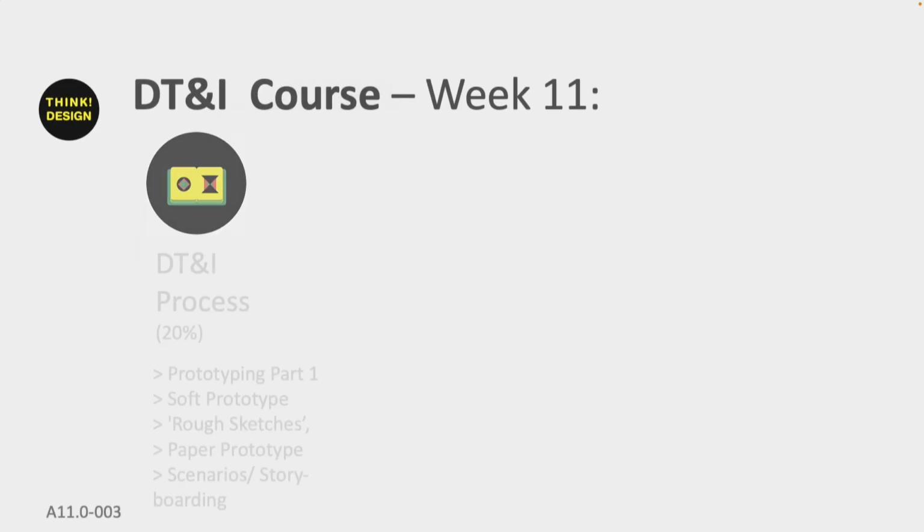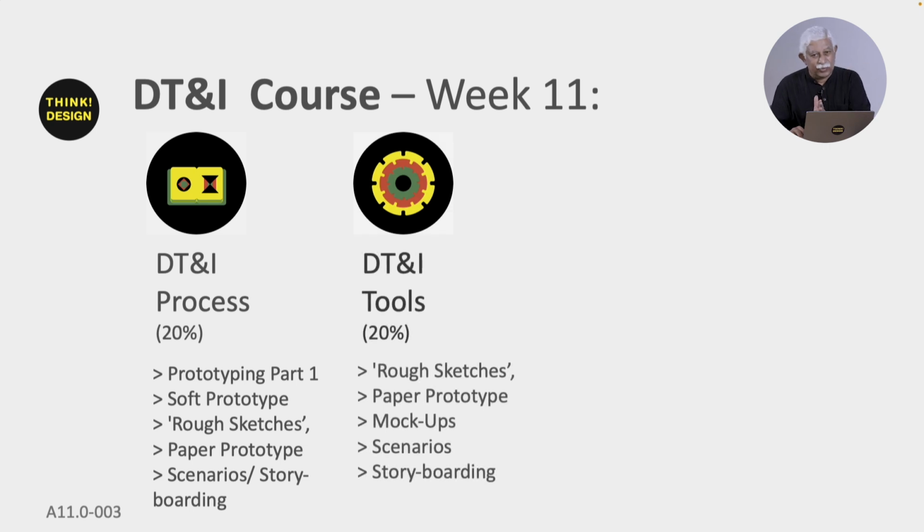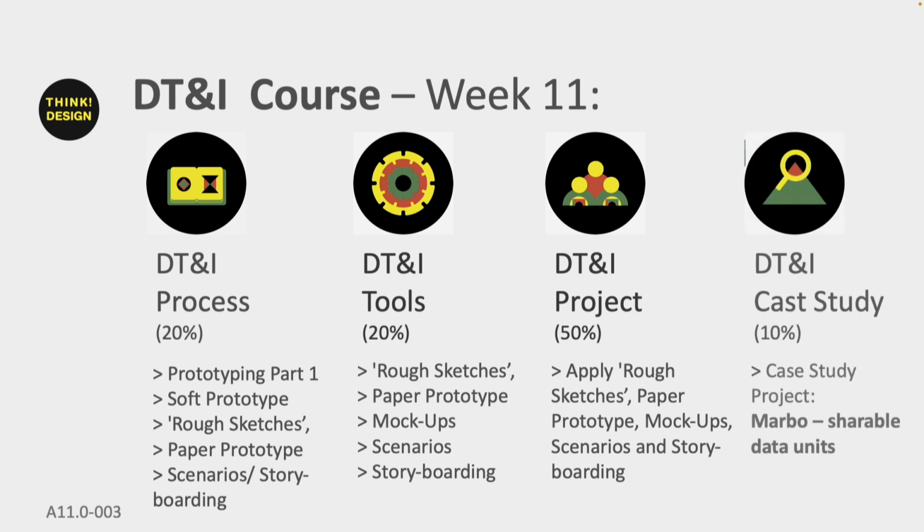So this is week 11. So let's look at what we are doing. We're going to be doing prototyping part 1, which we call soft prototyping methods through rough sketches, prototypes through paper and other means. We also make mock-ups and then build scenarios and storyboarding. Okay, we further look at these techniques in detail through tools and then apply it in the project that you're doing, okay, to the final concepts that you've developed. And then we'll also look at a very nice case study called MABO, which is basically shareable data units.